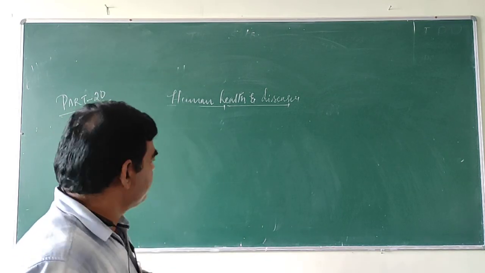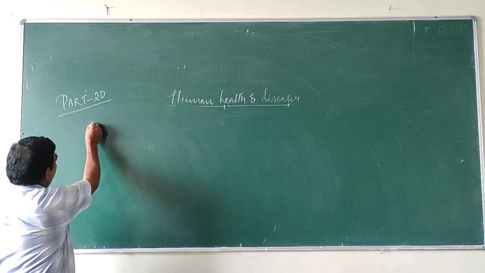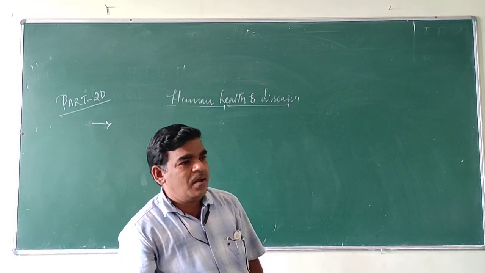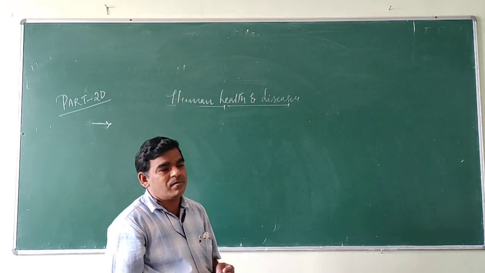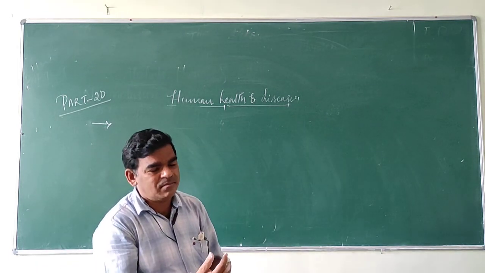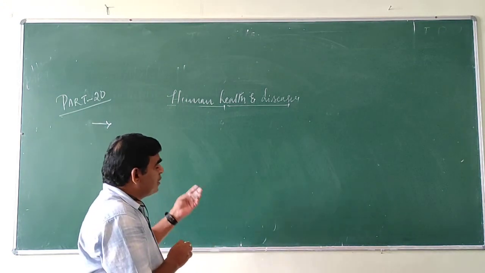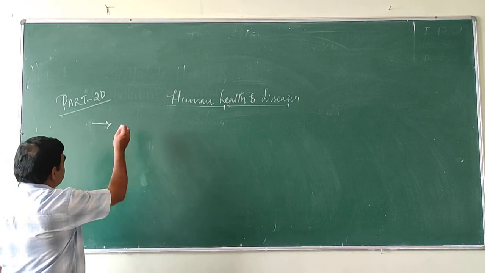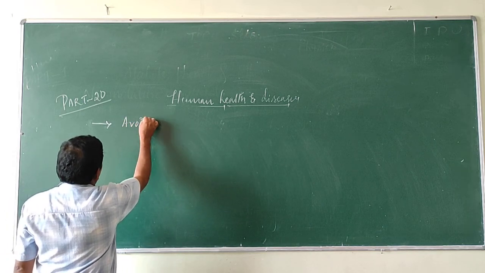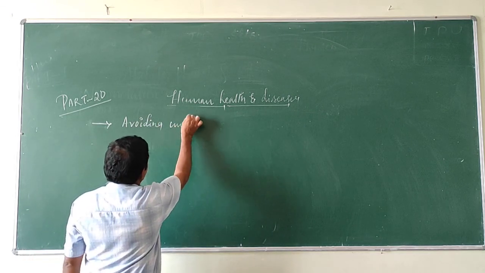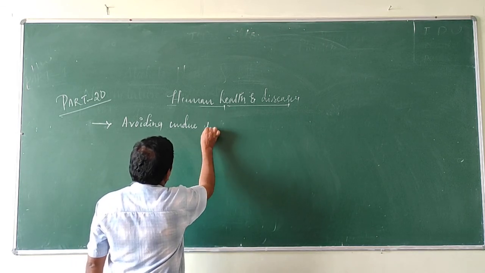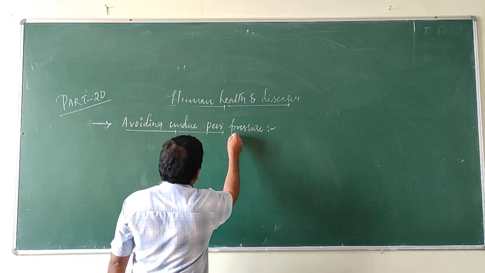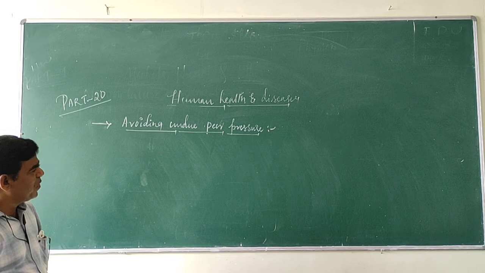So the next one is control and prevention of drug abuse. How to control or how to avoid drugs and alcohol? Prevention and control of drug abuse. First one is avoiding undue peer pressure.